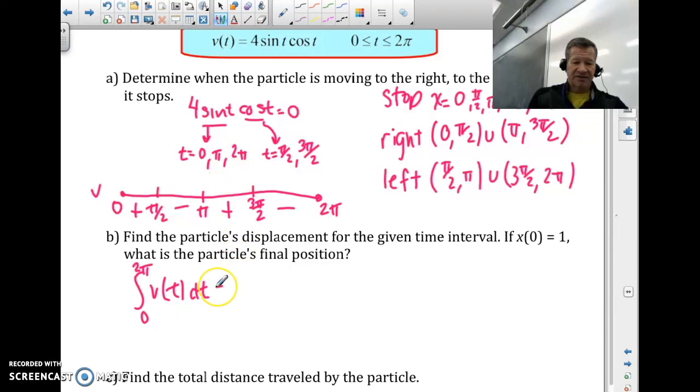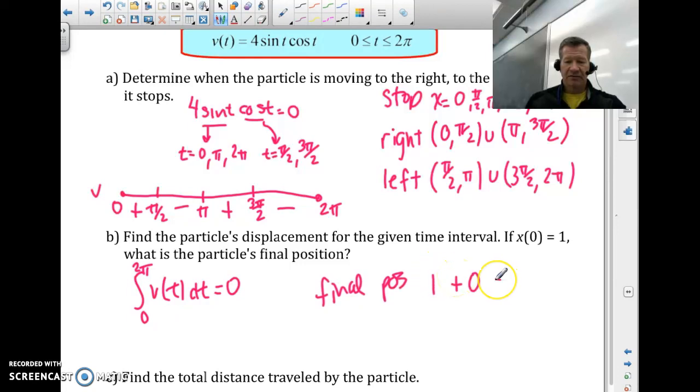So since this displacement is 0, then the final position is 1 plus 0, which is still at 1. And again, this is our displacement.